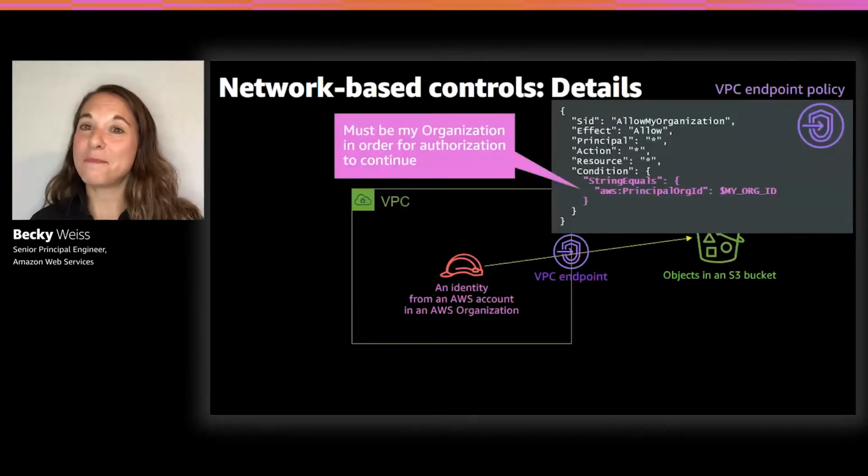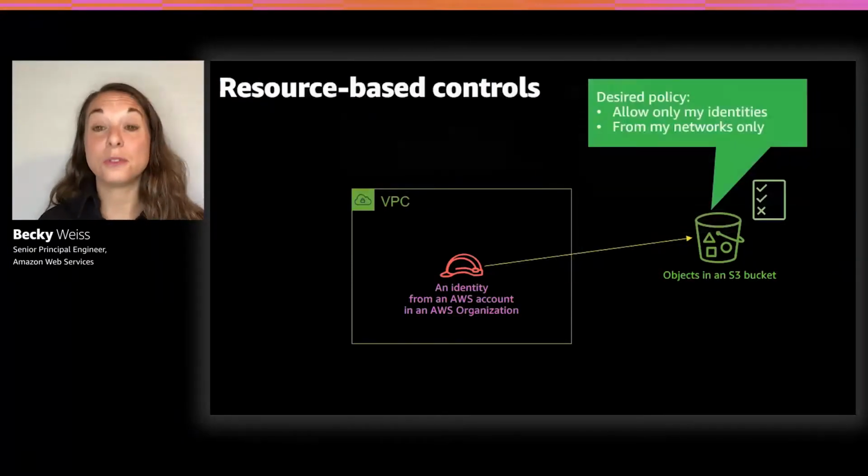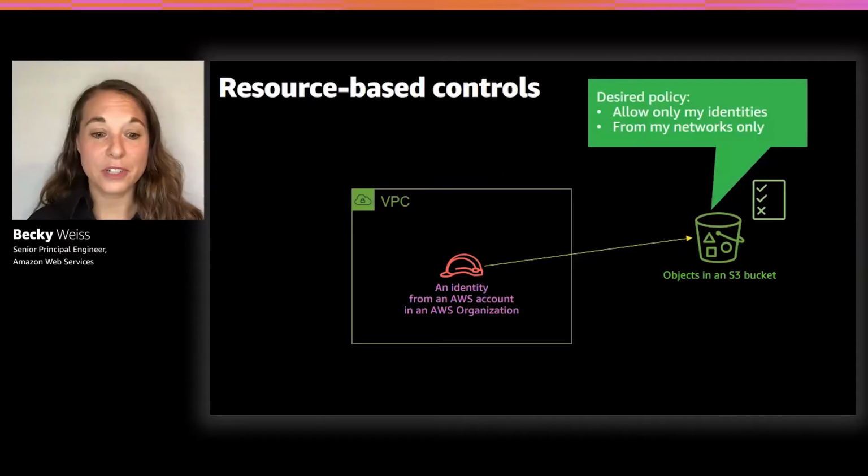And again, this is a boundary policy, it doesn't grant anybody access to do anything, but it needs to be satisfied in order for the network to be used. What this means is that if somebody's using S3 from this network, it's going to be one of my identities, otherwise it's not going to work. So that's your other boundary.